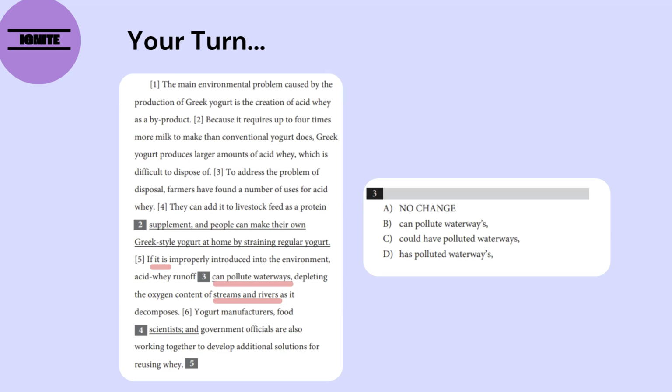Now, let's look at the possession. "Streams and rivers" is not possessive of the word "waterways." "Waterways" is just a general noun, so we can cross out that choice. And this really leaves us with one option: no change.